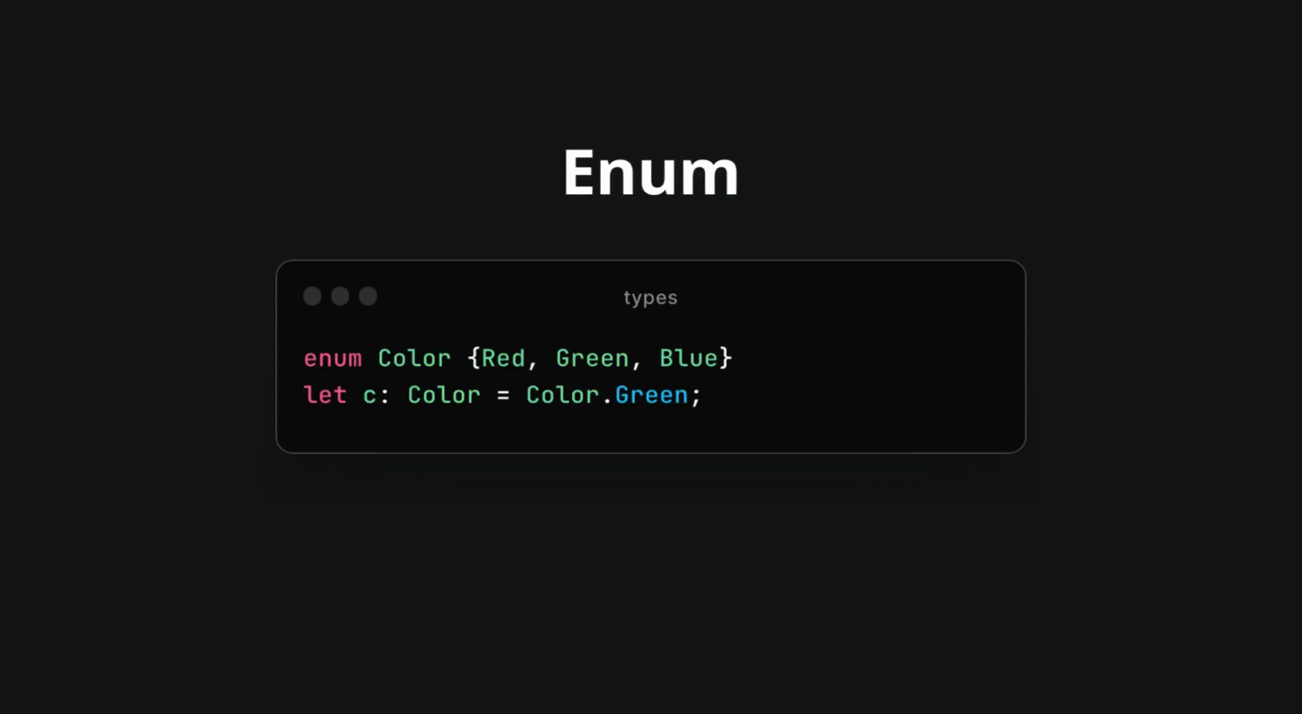Next, let's discuss enum. An enum is a way to give more friendly names to sets of numeric values. Think of it as creating a custom type where you can list possible values that are allowed. For instance, consider the colors red, green, and blue in an enum. Each of these values in the enum is associated with a number, but you can use their names to make your code clearer and more readable.